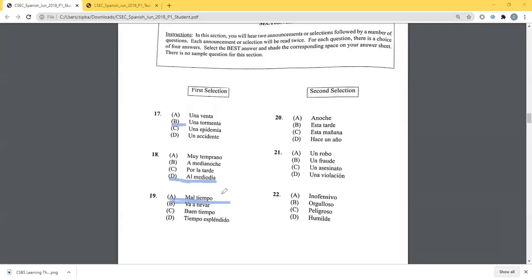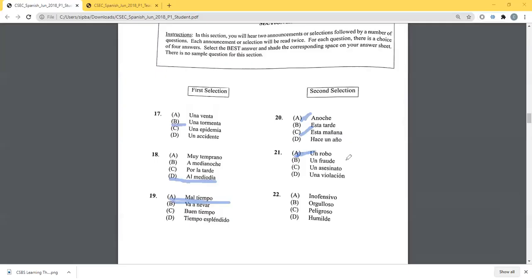21, ¿qué tipo de crimen cometió? I feel like I'm pronouncing that word wrong. What type of crime did he commit? It was un robo. It was un robo. So for 21, it's going to be A, un robo.